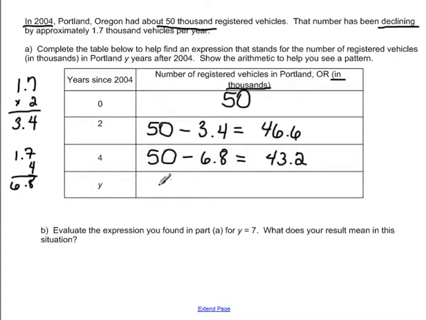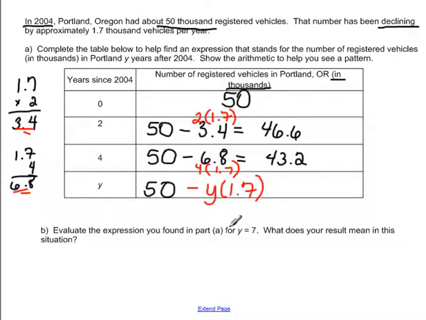Now let's see if we can generalize this for some Y years. I can see that our starting point of 50 is always going to be the same. Now let's think about where this 3.4 came from, where the 6.8 came from. Remember where those came from. Those came from over here on the side. There's my 3.4, there's my 6.8. What we were doing is taking the number of years times the decrease every year. So we're going to do the same thing: 50 minus the number of years, Y, times the decrease every year. So that's going to be my general expression.